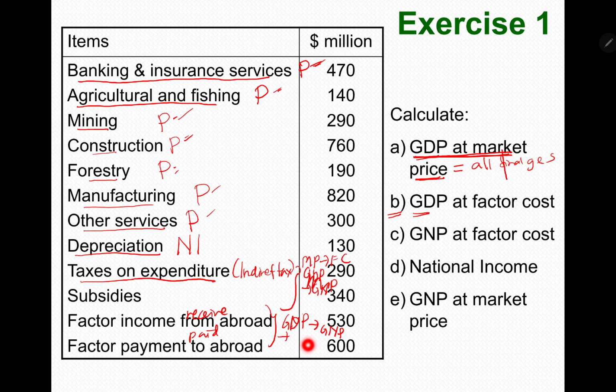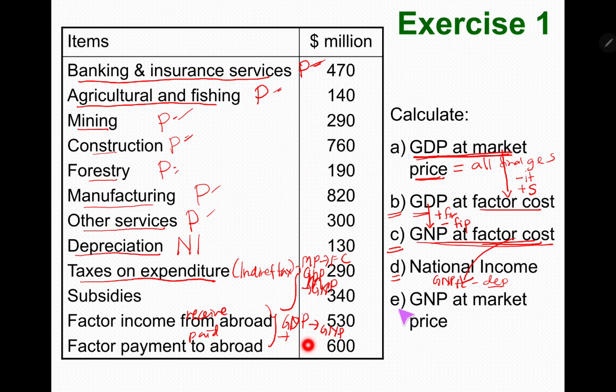So from market price to factor cost, you need to minus indirect tax plus subsidies. And then you can solve that. To answer C, this is the same, factor cost. So from GDP to GNP, you plus FIR minus FIP. For question D, you already have this GNP at factor cost. So this is the formula, GNP FC minus depreciation. After you answer this, put the value here and minus the depreciation.